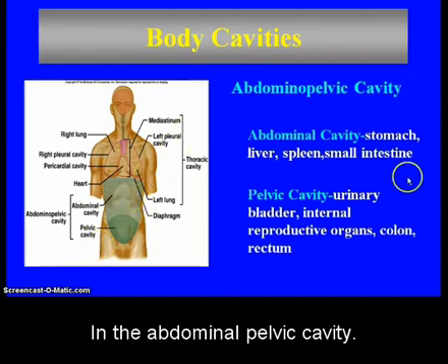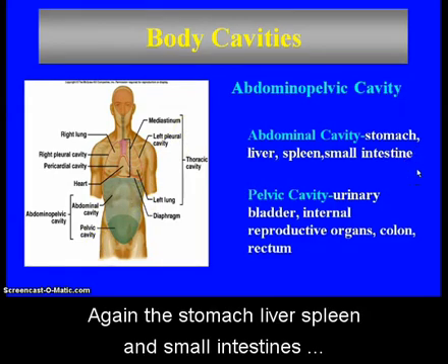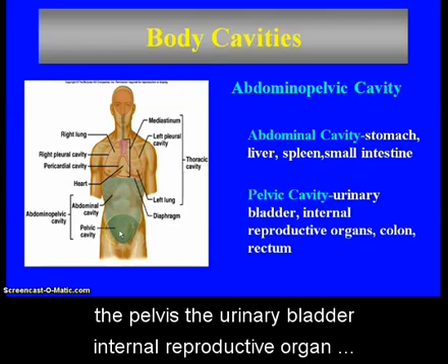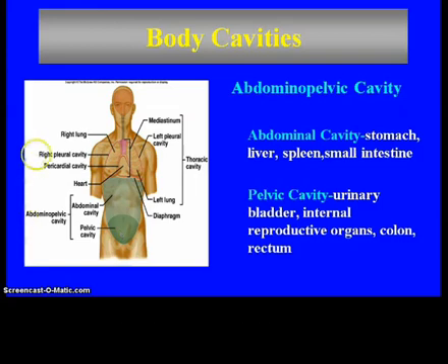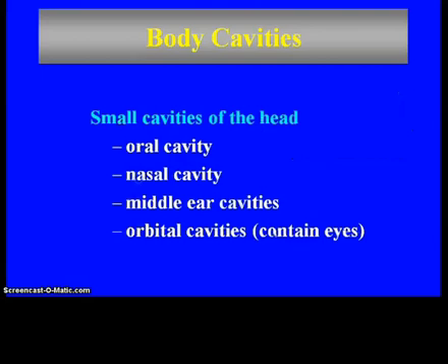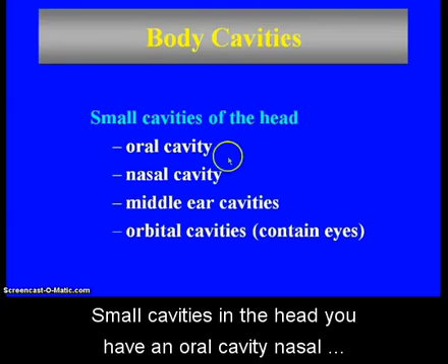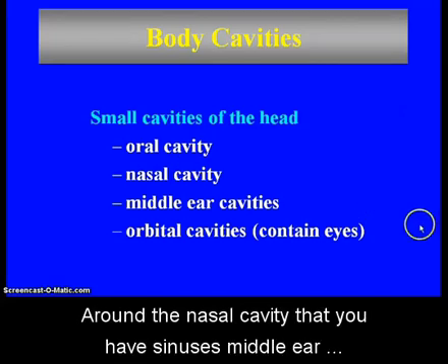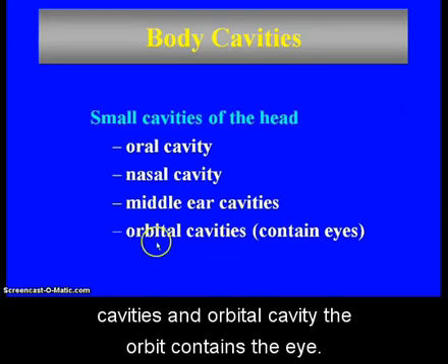In the abdominal pelvic cavity, again, the stomach, liver, spleen, and small intestines, and the pelvic cavity, in the area enclosed by the hips or the pelvis, is the urinary bladder, internal reproductive organs, part of the colon, and the rectum. Again, these two cavities are separated by the diaphragm. Small cavities in the head: you have an oral cavity, nasal cavities, and around the nasal cavity you have sinuses, middle ear cavities, and orbital cavities. The orbit contains the eye.